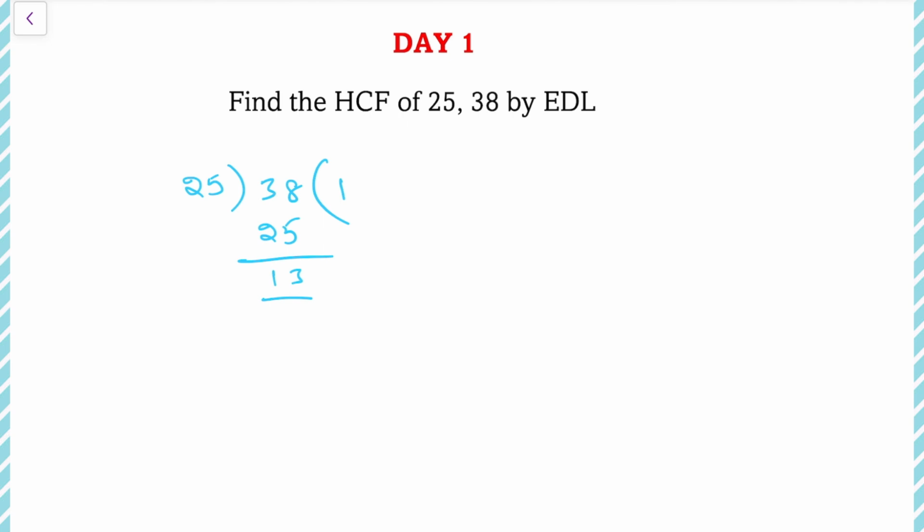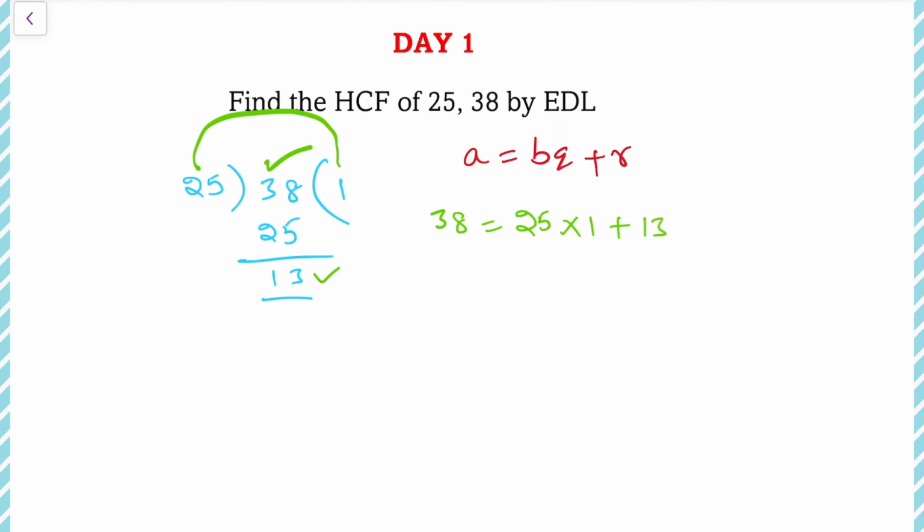Now this we need to write in the form of A equals BQ plus R. This is nothing but dividend equals divisor into quotient plus remainder. This is dividend 38 equals divisor into quotient, 25 into 1, plus remainder. This is the remainder 13. Now from this we need to pick the divisor and remainder, and we need to continue the division process again.